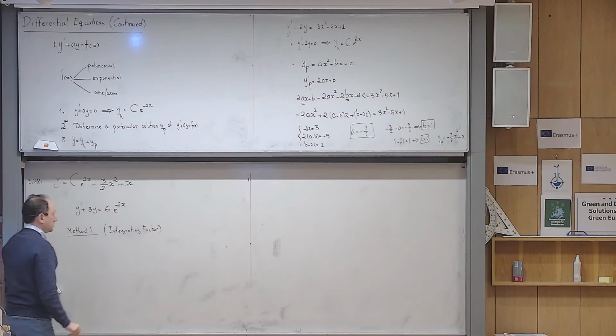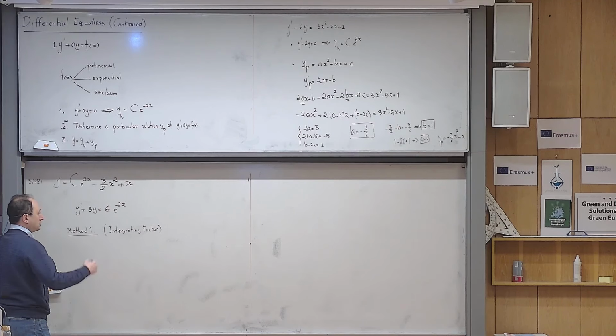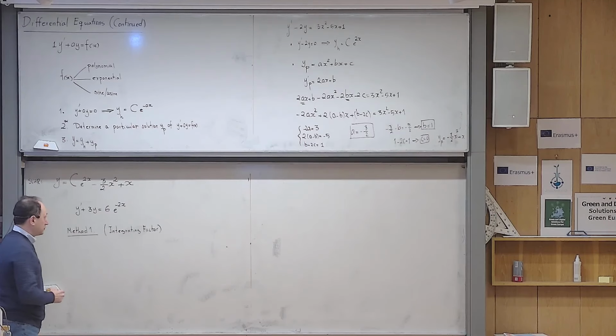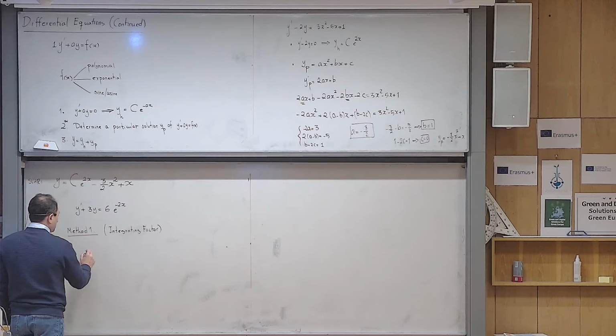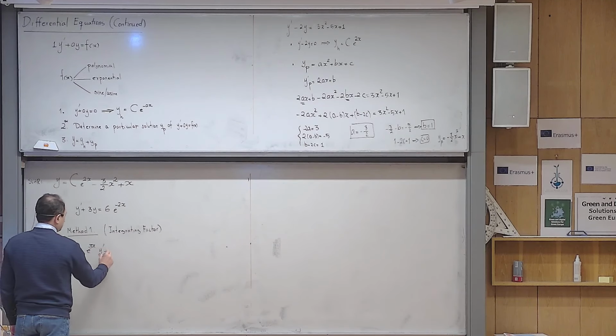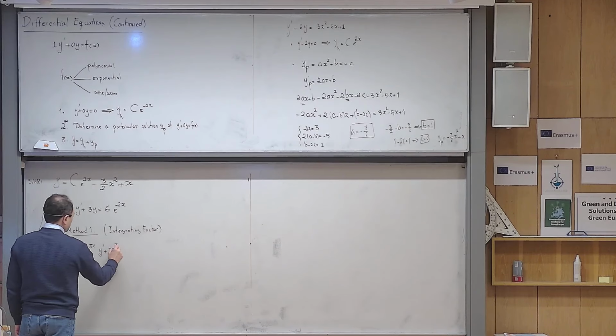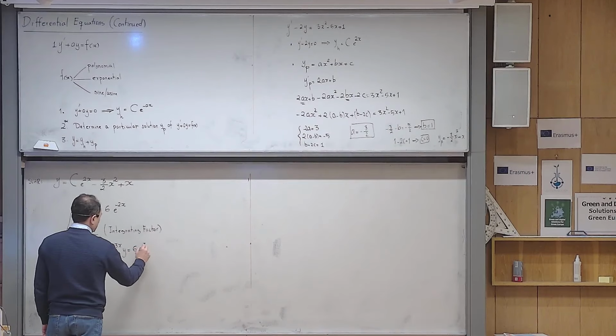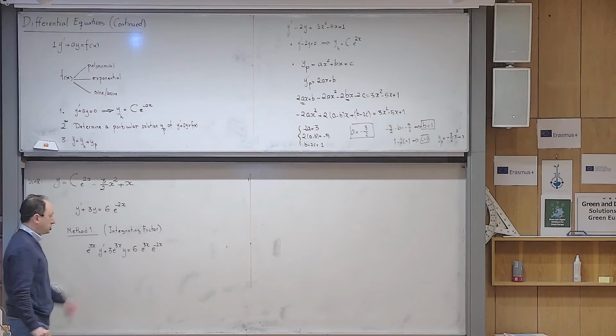I want to use it, but I don't know if you remember what the integrating factor is. It was always the same thing, e to the power of ax. A in this problem is 3, so my integrating factor is e to the power of 3x. So you multiply both sides by e to the power 3x. This is what you get.